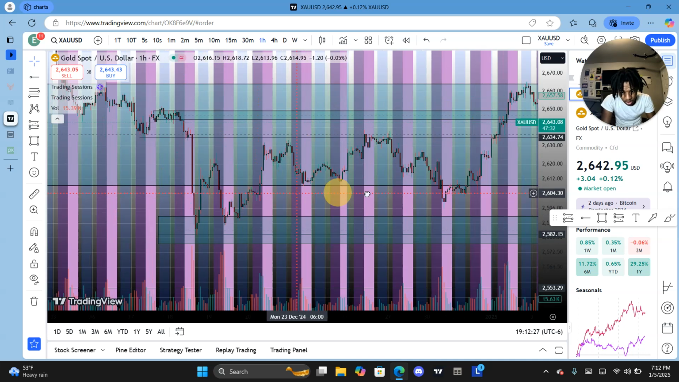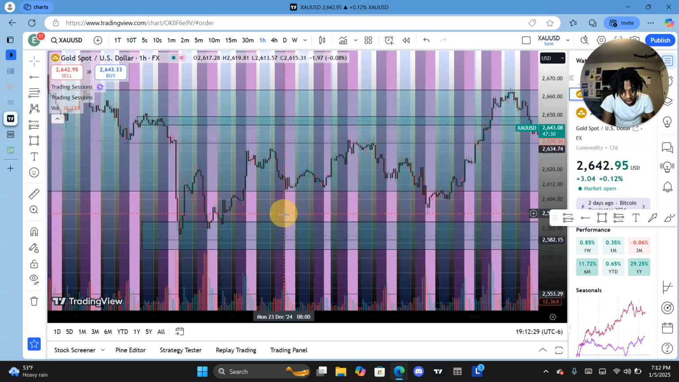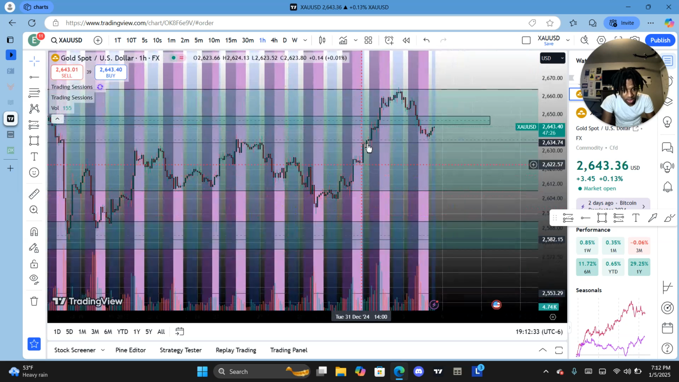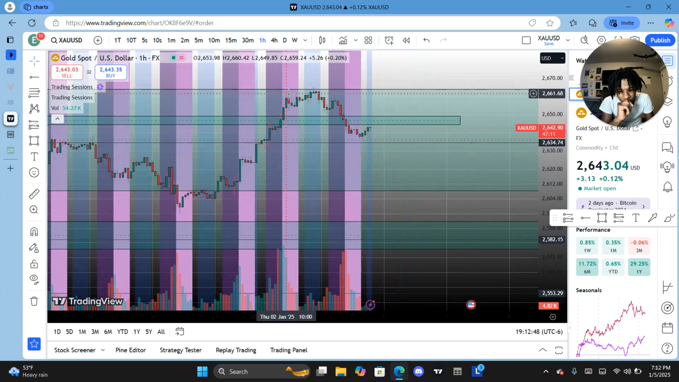Yeah, it just looks like we've been consolidating in here, at least for the past few days, and I think I caught some of these moves to the top. This uptrend seems to have been broken, but until we get a lower high, the trend is still good, right? And that's the overall trend. Yeah, it came down, so technically we did have a lower high.